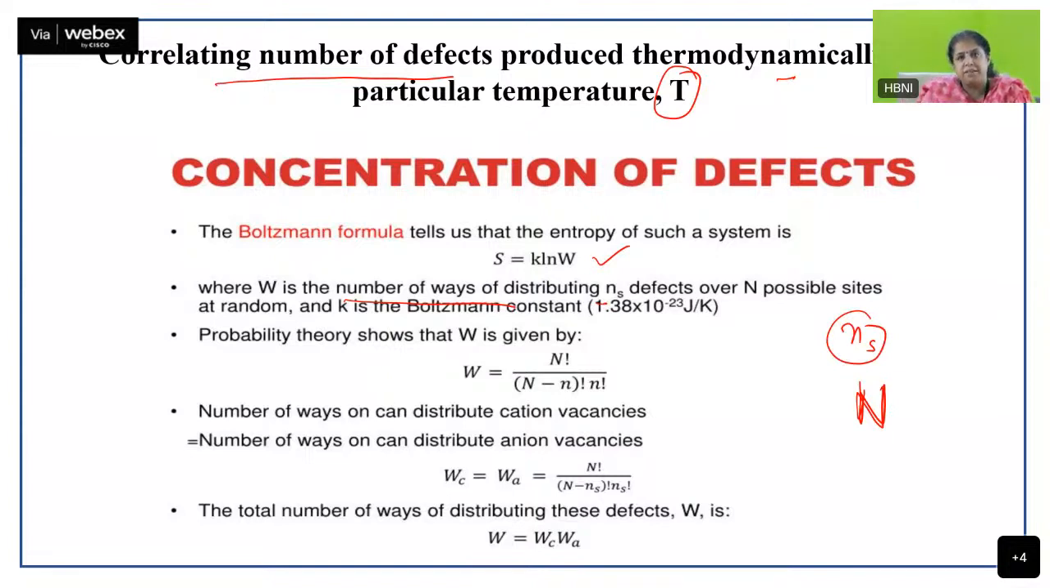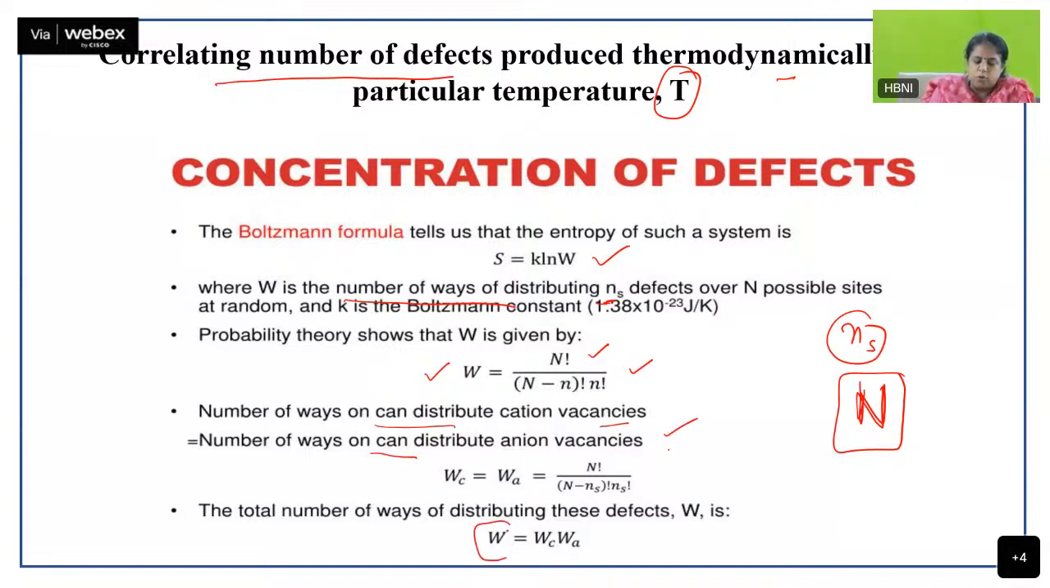So the number of ways by which I can distribute these ns over all the possible N sites is called W. And if you go back to the probability that you studied in 12th standard, that is given by N factorial upon (N minus ns) factorial, ns factorial. Okay. Suppose I'm talking of a Schottky defect. A Schottky defect means one cation vacancy plus one anion vacancy. So the number of ways I can distribute cation vacancies is this, and the number of ways I can distribute anion vacancies is this.